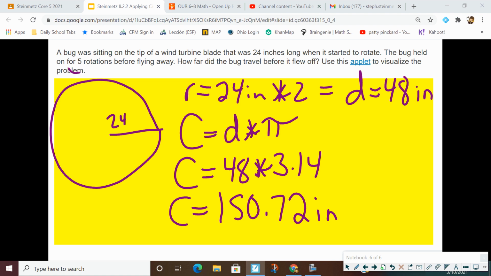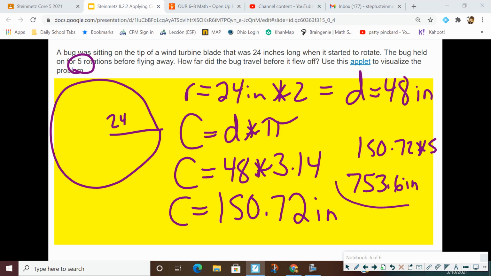But the bug goes around 5 times. So I then have to do 150.72 times 5, which gives 753.6 inches. That's the distance around. That's my final answer.